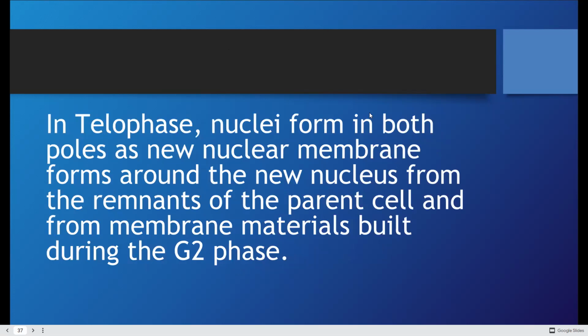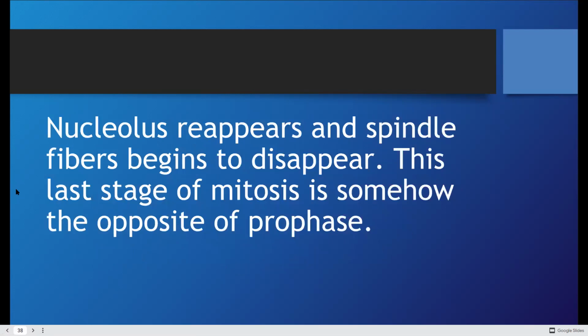Last but not least, the fourth phase of mitotic cell division, we have the telophase. Nuclei form at both poles as a new nuclear membrane forms around each new nucleus from the remnant of the parent cell and from the membrane materials built during the G2 phase. Remember the G2 phase? It actually prepares the cell for cell division and the materials needed for it. The nucleolus reappears and spindle fibers begin to disappear.